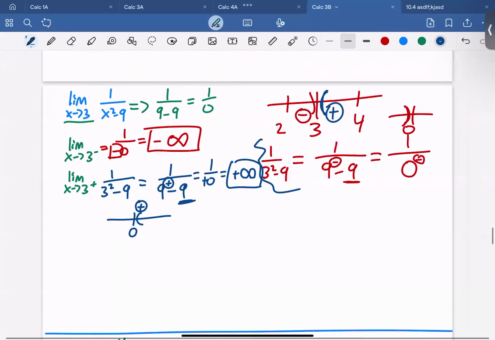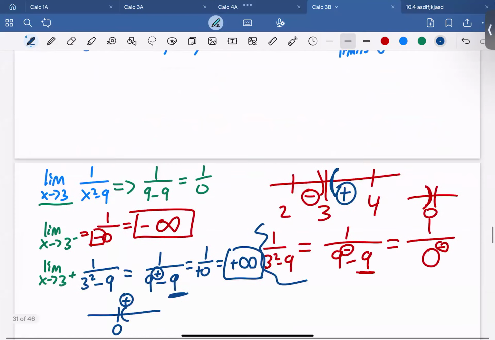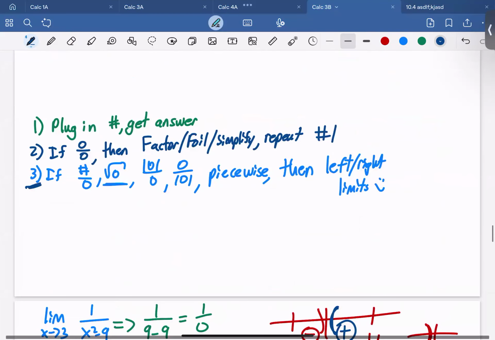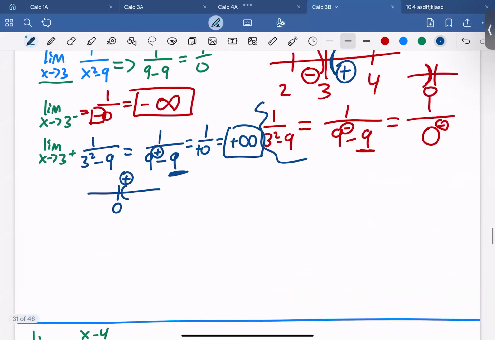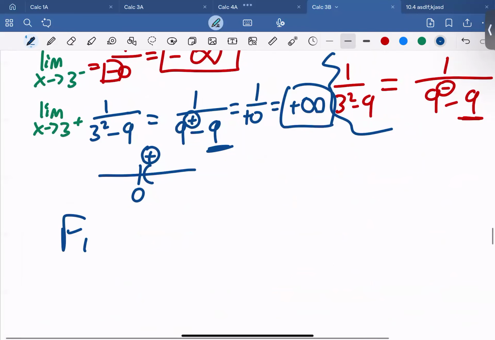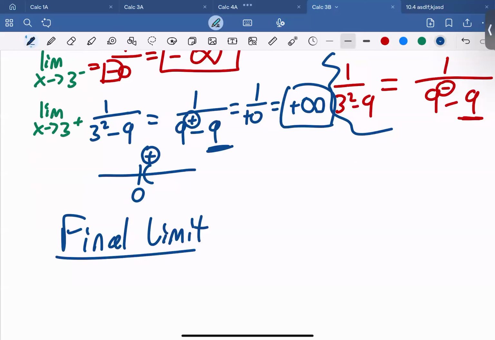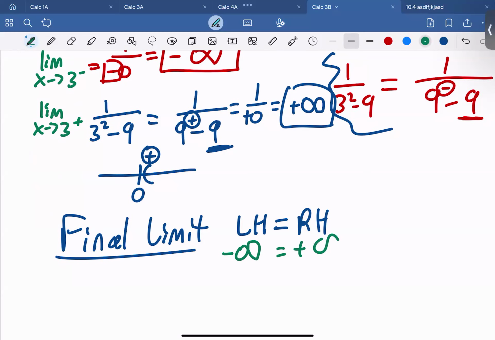Okay. So when we have left and right hand limits, which is step 3, you have to do both the left side and the right. And then your final answer, we would put final limit. Okay. This has to have our left hand equal to our right hand. Okay. But in this case, what did we get? Negative infinity and positive infinity. So in this case, that would not be good.